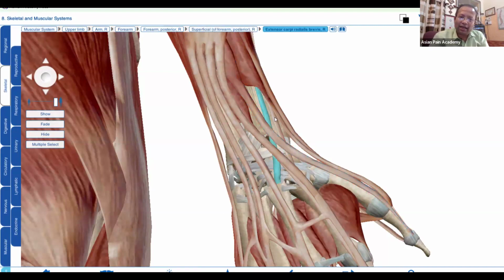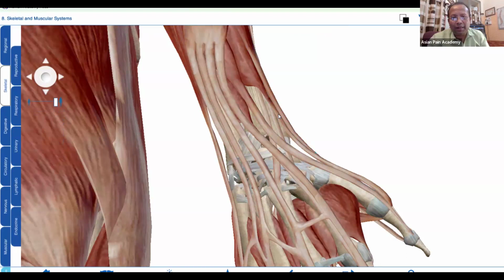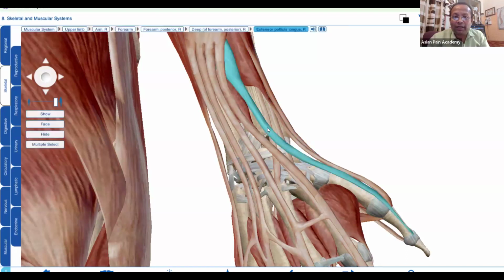See, ECRL and ECRB, it is coming straight, and it is in the second layer, but they are being traversed by three tendons. So what are they? That is first compartment tendon, APL and EPB, and third compartment tendon, that is EPL. Okay, so first, second, third you have already understood.